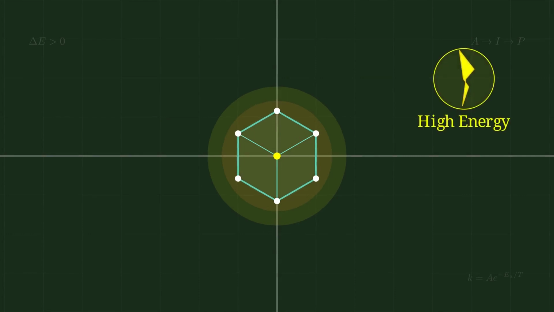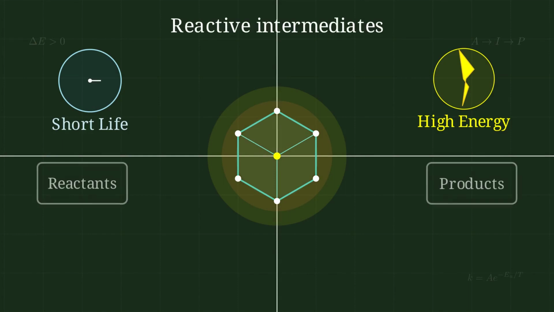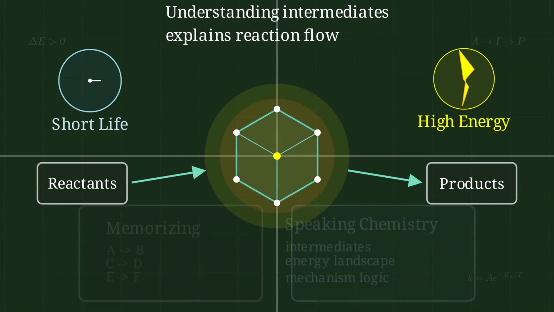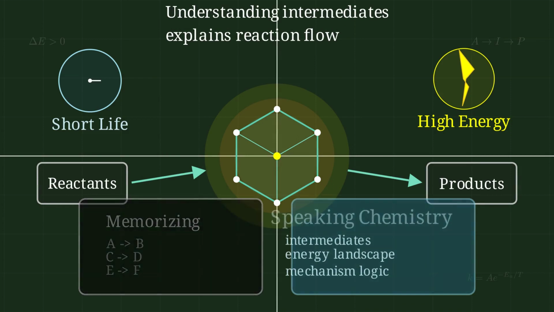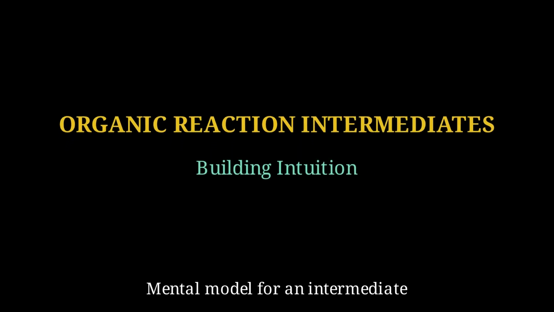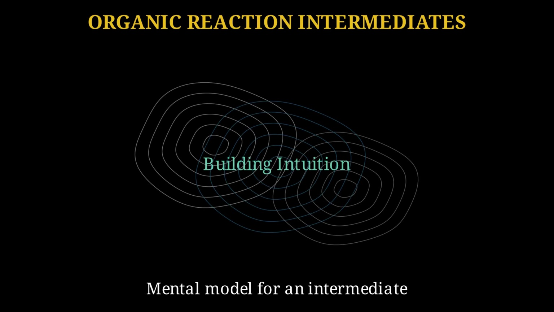Incredibly high energy, short-lived, and often counterintuitive species that dictate exactly how a reaction will proceed. Understanding these intermediates is the difference between memorizing a list of reactions and actually speaking the language of chemistry. Today, we're going to peel back the curtain. We aren't just going to list them, we're going to build an intuition for why they exist, how they behave, and how their fleeting lives shape the world around us.